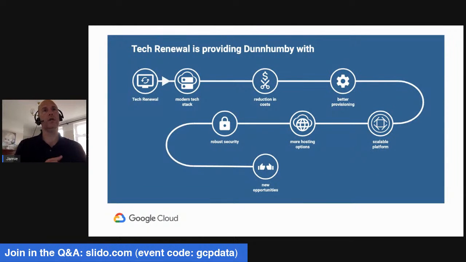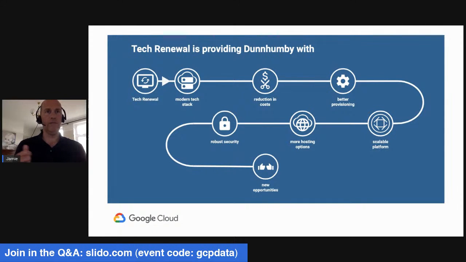So this program of work that I talked about, which is Tech Renewal, is providing Dunnhumby with quite a lot of benefits. So we're moving to a modern open source tech stack. We have a massive reduction in cost because we're not paying those big ticket prices for proprietary software anywhere. Moving to the cloud gives us many benefits. We can provision our infrastructure a lot quicker. We can scale it a lot more than we used to be able to.